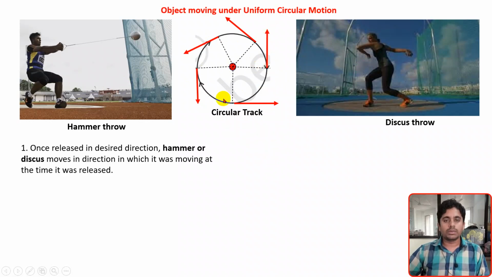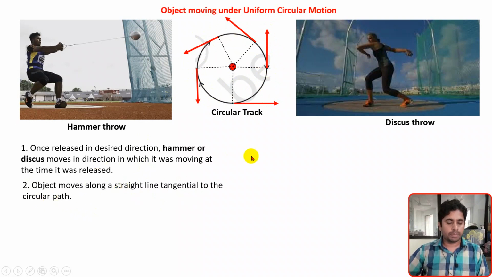So after practice and after understanding the desired position, in that particular position only they will release the object. They will release this ball or this disc, and after releasing, the object will move in a straight path, and that straight path will always be tangential to this circle. Then the object moves along a straight line tangential to the circular path.